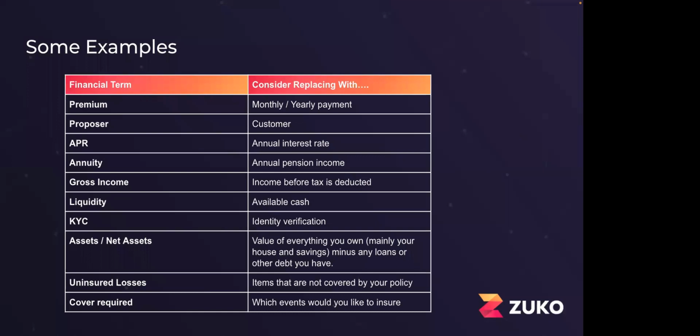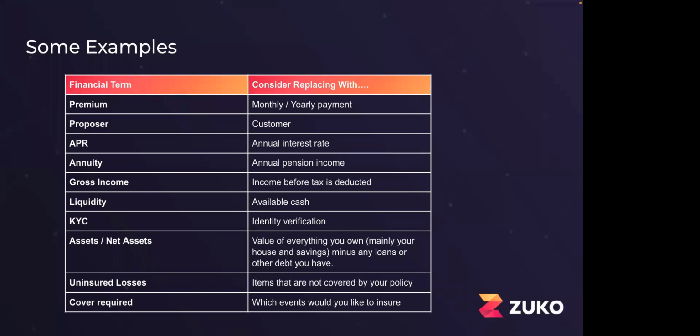There's probably hundreds of them, but I've put some here of common terms that we see on financial forms that customers sometimes struggle with. I won't go through them all, but just to pick out a few. Premium in the insurance industry is a key culprit. Often we talk about premiums. Customers don't know what that means. So should we just be talking about the monthly or annual payment that they must make?